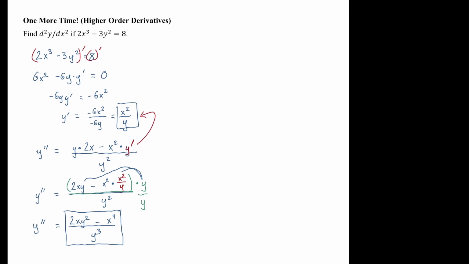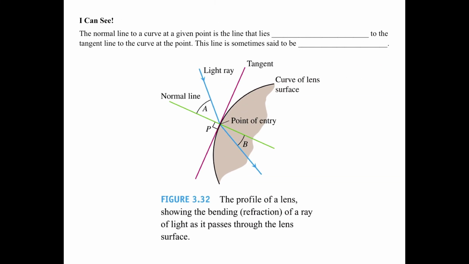Let's now go ahead and look at this in an application of physics. So we're going to introduce the idea of a normal line, and a normal line is something we've already dealt with. So let's go ahead and read this statement. A normal line to a curve at a given point is the line that lies, and here's the blank. The blank right here is going to be perpendicular. And is perpendicular to the tangent line to the curve at the point.